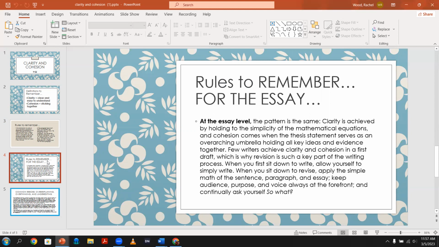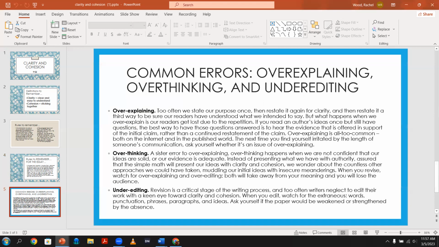When you first sit down to write, allow yourself to just write. When you sit down to revise, that's when you'll apply your simple math of your sentence, your paragraph, and your essay. You always have to keep your purpose, voice, and audience at the forefront and ask yourself, so what or why? Why is this important? And again, these are common errors. Students over-explain, students overthink, and students under-edit.